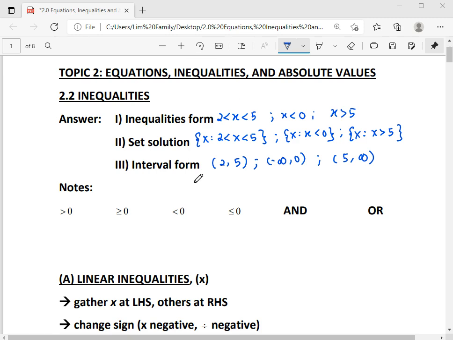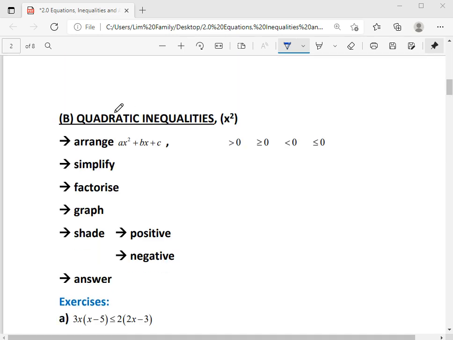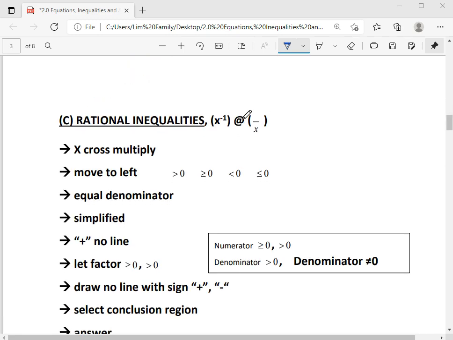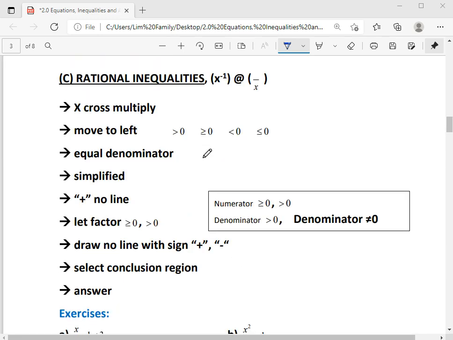So for these inequalities, we have three types. This is what you learned in your lower form, linear inequalities, where you meet the x only. And then the second type is quadratic, when you're meeting your x squared. This is what you do in your form 4, form 5. And then for our level, we will learn up to rational inequalities, where our x will be at the denominator, or our x will be to the power of -1.